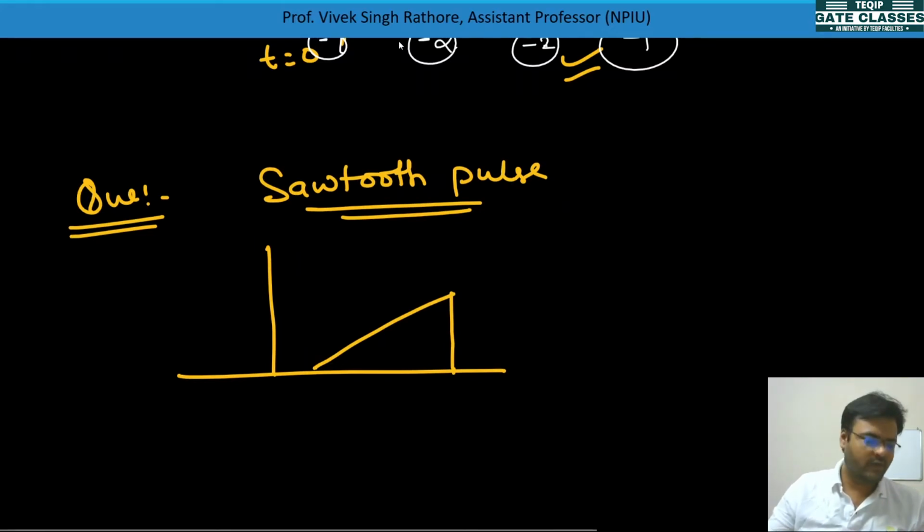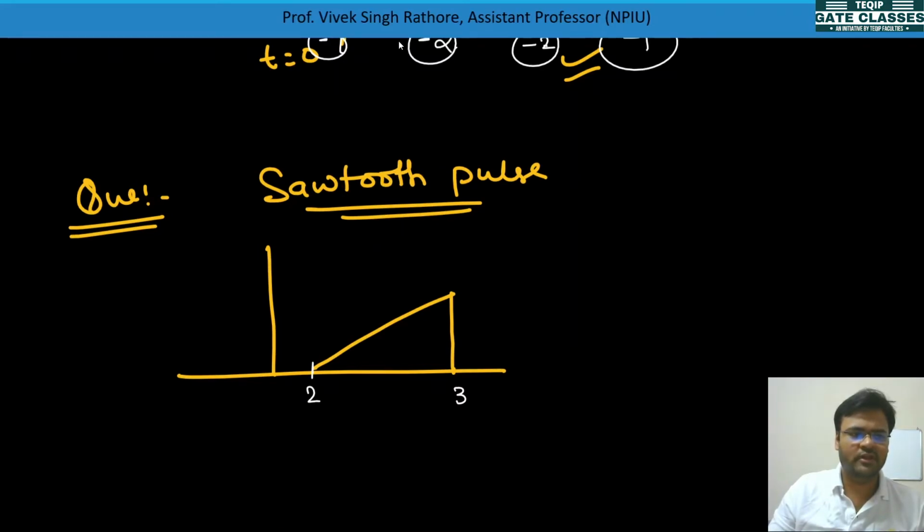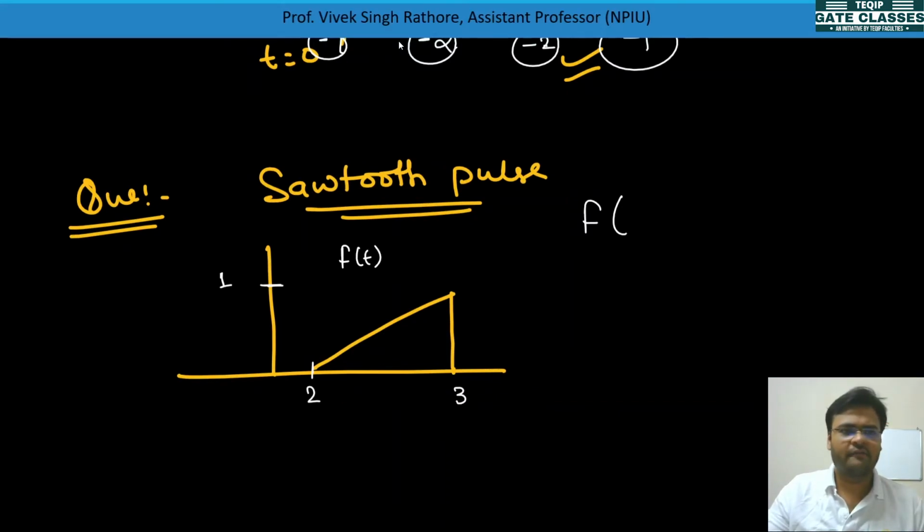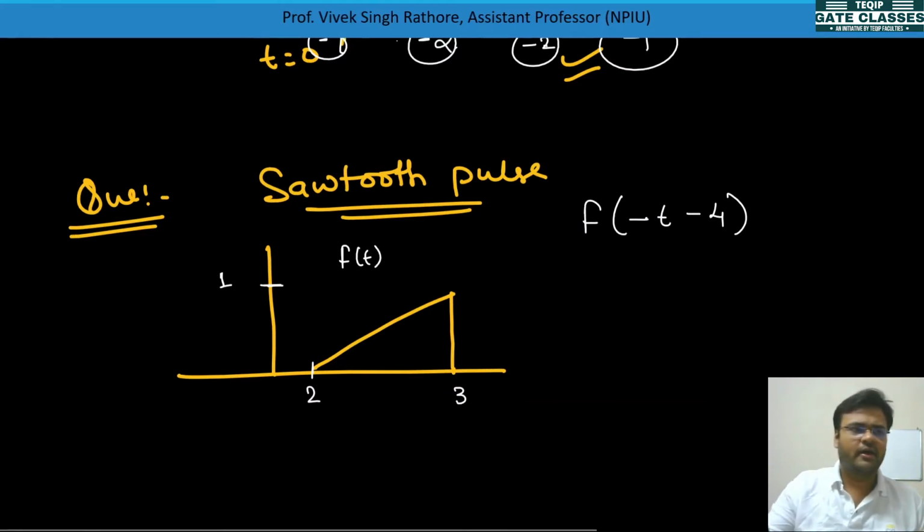So these values are, let's suppose this value is 2 and this value is 3 and the magnitude is 1. This is our f(t) signal. Now the question is, if this is f(t), you need to calculate f(-t-4). Okay, this you need to calculate. So how can we do it?